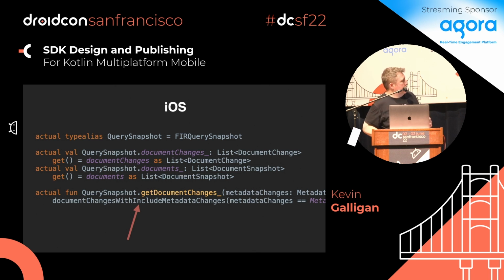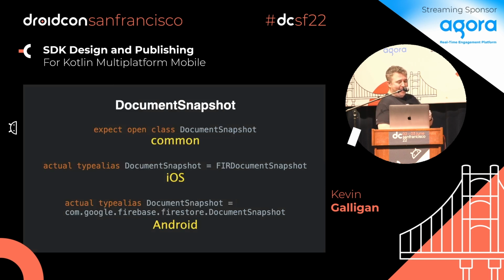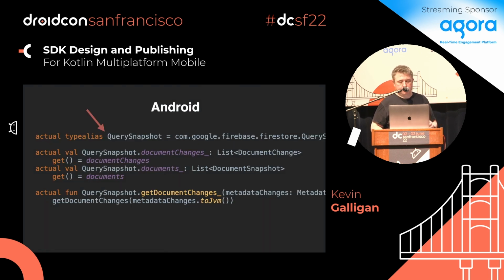This is what iOS looked like. I was just pointing out some things in these slides. Apparently, copy paste from an old talk. I forget exactly what I was saying, but you get the point. So you get this document snapshot thing. Again, expect, open that thing. The actuals are just type aliases, but there are no types, so it becomes real easy. And then on the Android side, a similar implementation.